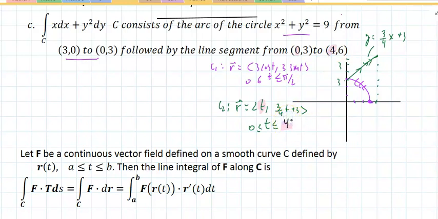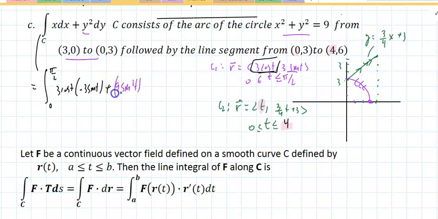You're welcome to use that formula that I mentioned. And this integral right here will be the integral along C1, which is 0 to pi over 2 of what? Of x. x is 3 the cosine of t times, what's the derivative of that? That's negative 3 the sine of t, plus the y squared, that is 9 the sine squared of t, times dy. The derivative of that would be 3 cosine of t dt. That part is done.